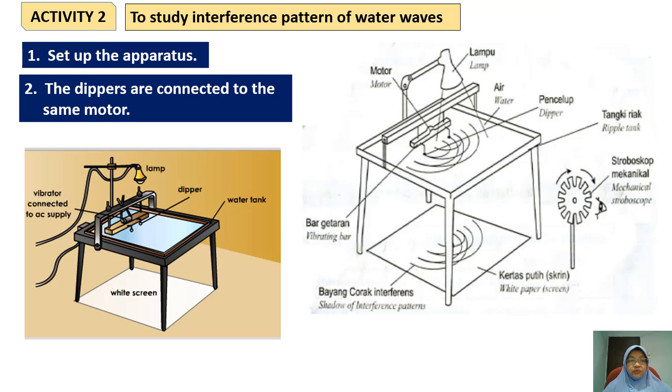Now let's move on to activity 2, to study the interference pattern of water wave. So we set up a ripple tank. This time we use two spherical dippers to produce two circular waves. Then both circular waves will coincide to interfere, and we look at the image of the interference pattern on the piece of paper here.